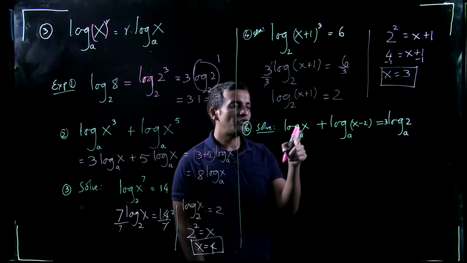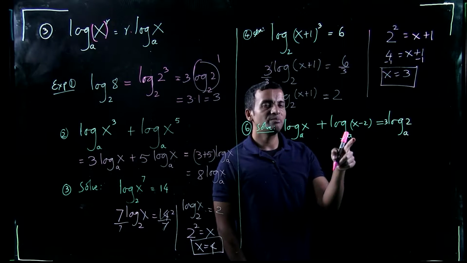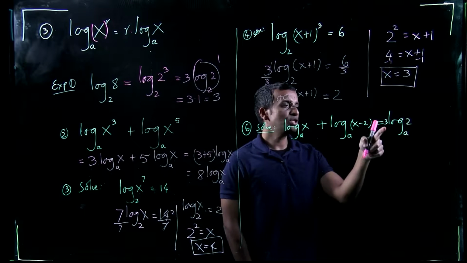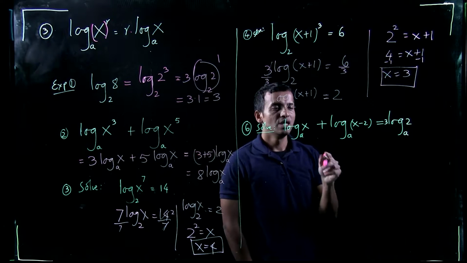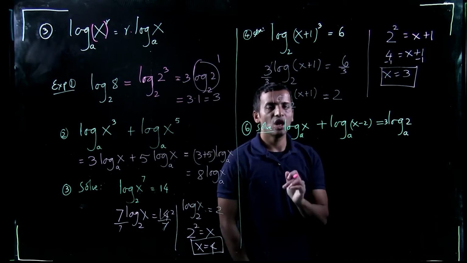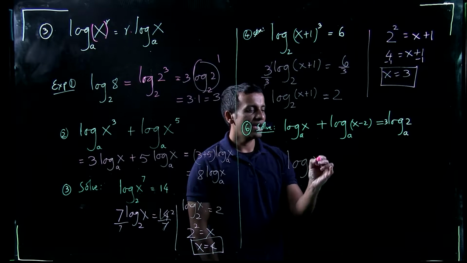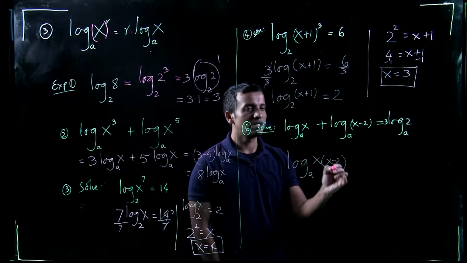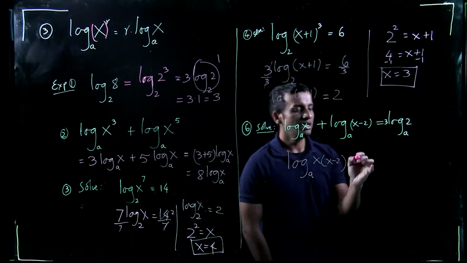You have log base a of x, plus log base a of x minus 2. They have the same base, equals 3 times log base a of 2. So you can combine these two logs. How do you combine that? You write log base a of x times x minus 2, you multiply. When you add logs, you multiply those quantities, right?